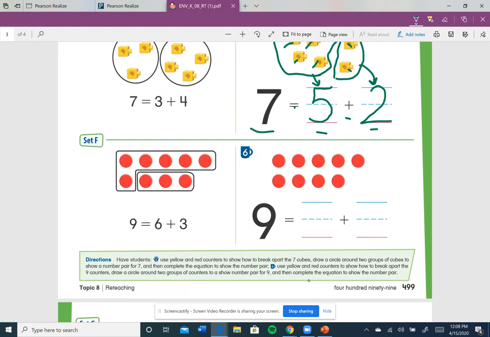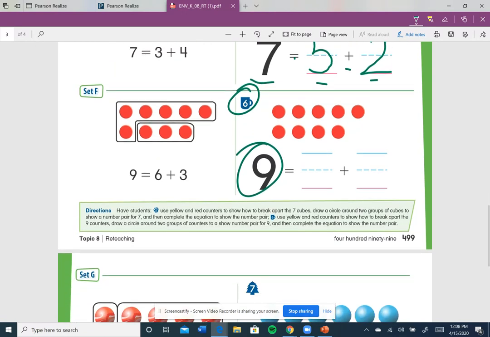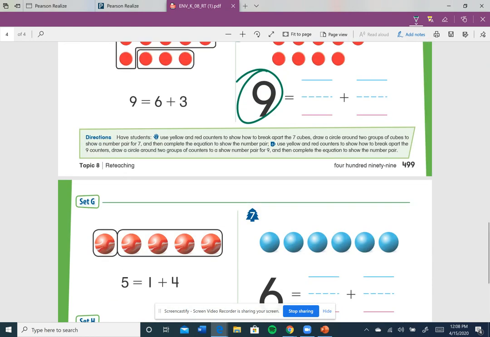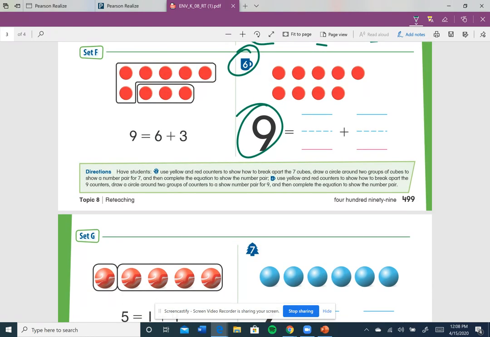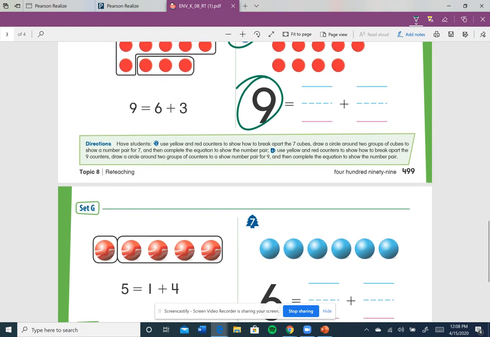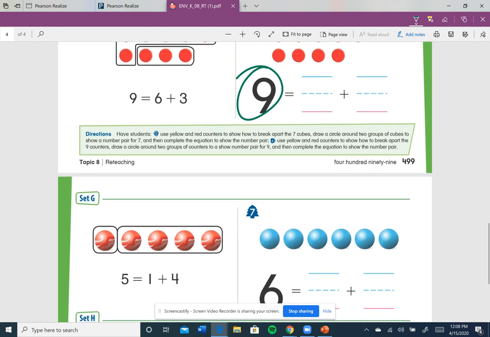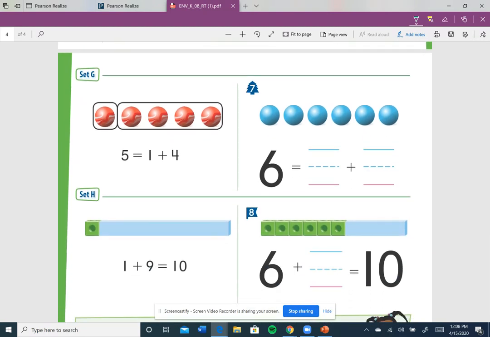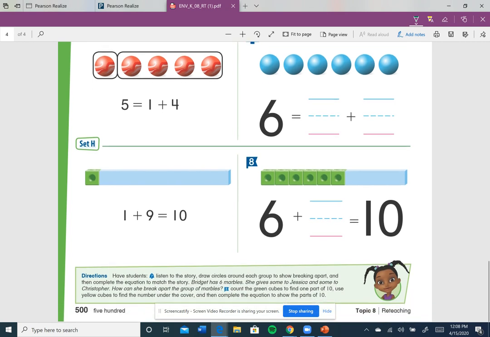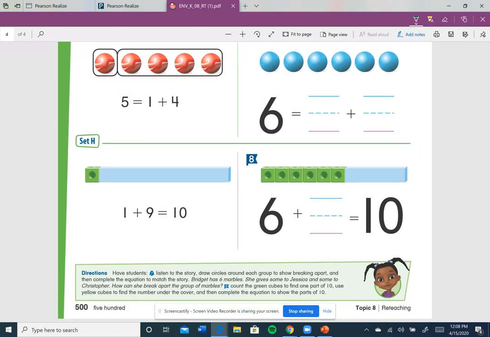Awesome. Same thing here now. You're going to do this one by yourself. You're going to split these counters into 2 groups. All right, then you're going to write them in your sky dashes in grass. And number 7, you can do the same thing. Use yellow and red counters to show. Same thing for 7. You're going to split them apart into 2 groups and write your number. Now, number 8.